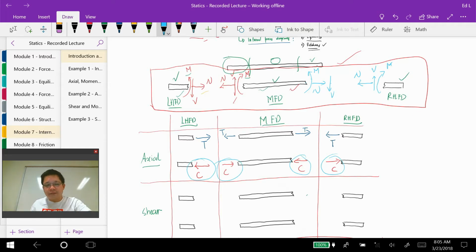And similar to what we have learned in the previous lectures, tension is a positive sign. When a member is in tension, we have a positive sign, and when a member is under compression, we have a negative sign. And that is the reason I mentioned earlier that the N that I draw in here, all of them are in positive sign convention.